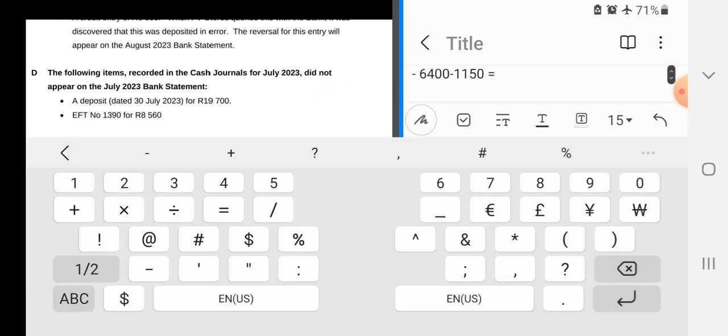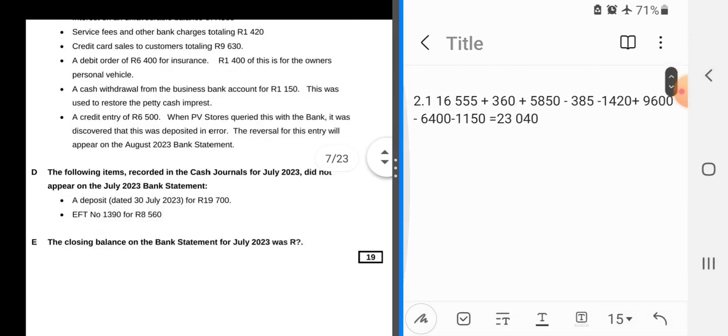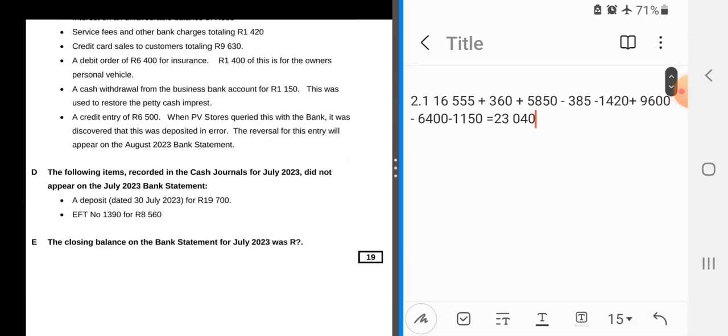So you have to get a total of that. When you want to get an accurate answer, add all the positive ones and subtract the negative ones so that you can get 23,040. So this is 2.1. This is how you do 2.1.